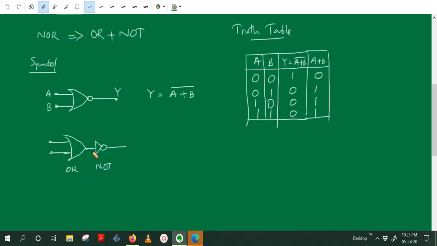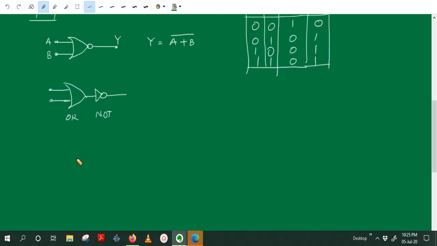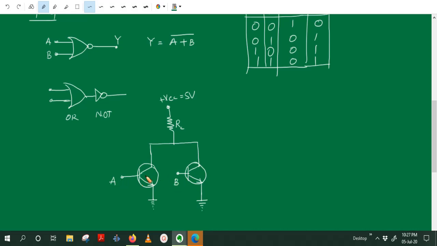Now how to construct a NOR gate using transistors: two transistors in parallel. The collectors of these two transistors are joined together. It is connected to a positive voltage, plus VCC 5 volt, through a resistor RC. And the inputs A and B are given to the bases of the transistors. So this is the simplest circuit for a NOR gate. So we can draw the input and output of the NOR gate.